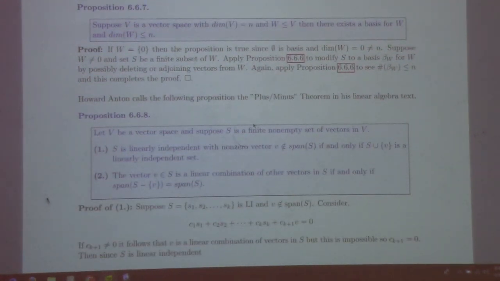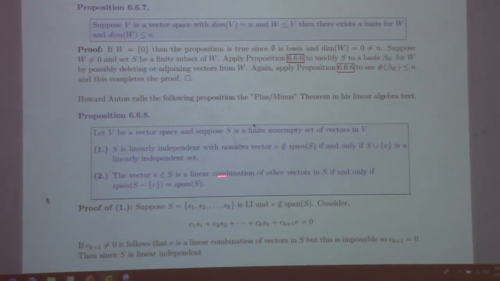Proposition 6.68, very natural. This is called the plus-minus theorem in Anton, a linear algebra book, which is a great book. Let V be a vector space. Suppose S is a finite non-empty set of vectors. If S is linearly independent, and there's a vector v outside the span of S, then if you take S and take the union of that with v, that's a linearly independent set. This is very nice because it gives us a roadmap for how to extend a given linearly independent set to a larger set, which is still linearly independent. This is a tool for creating a basis. If we have the start of one, we can extend until we get the whole basis.